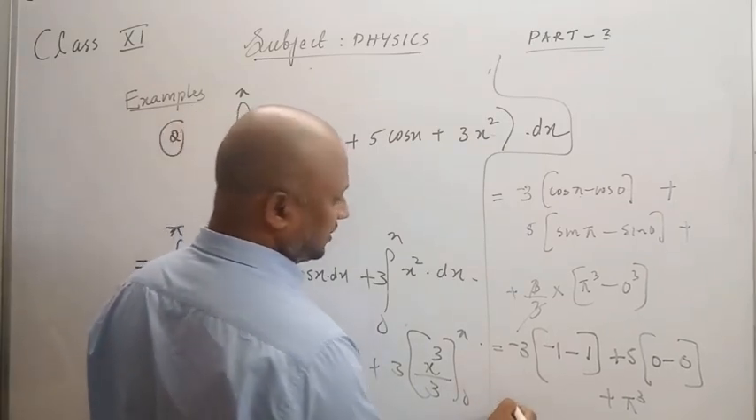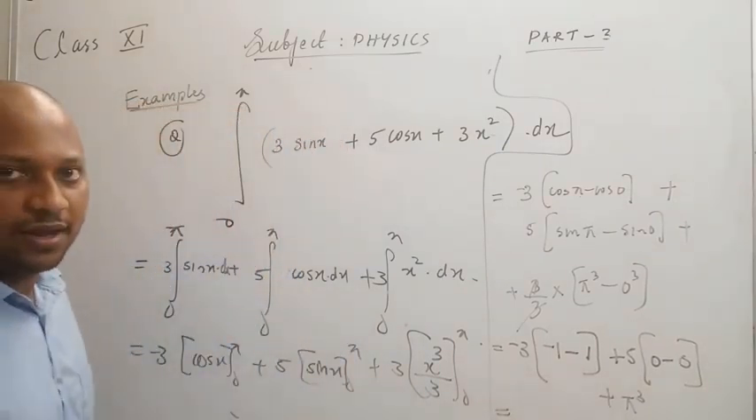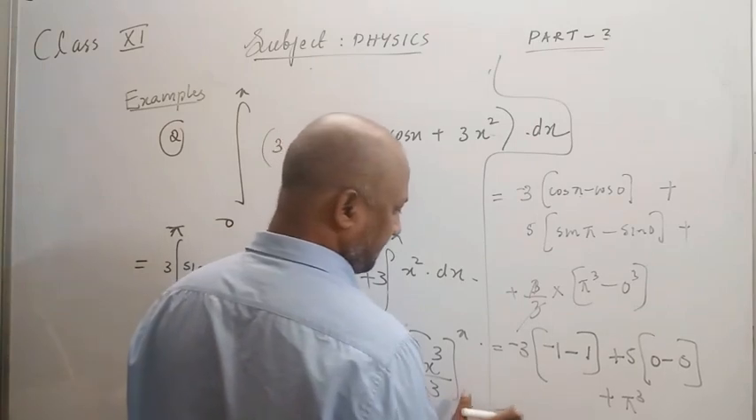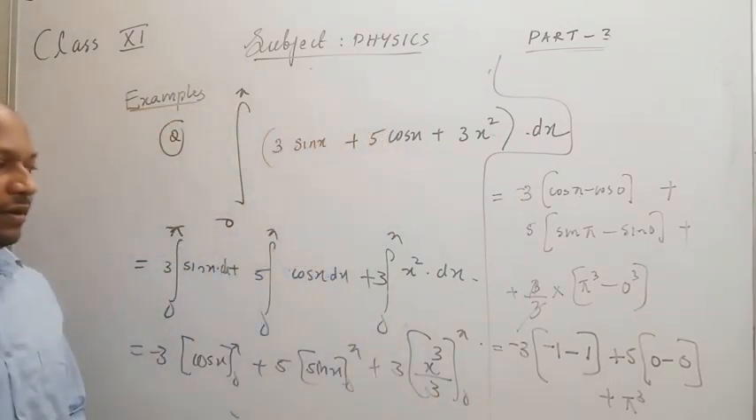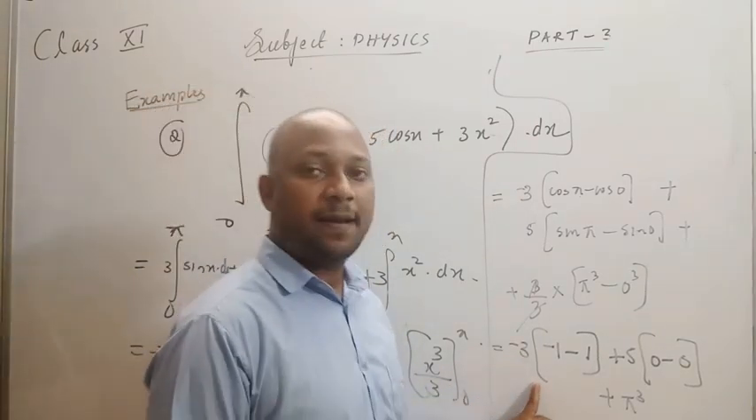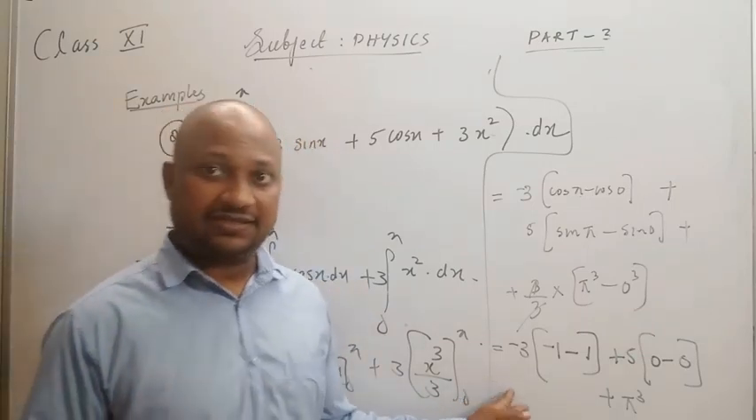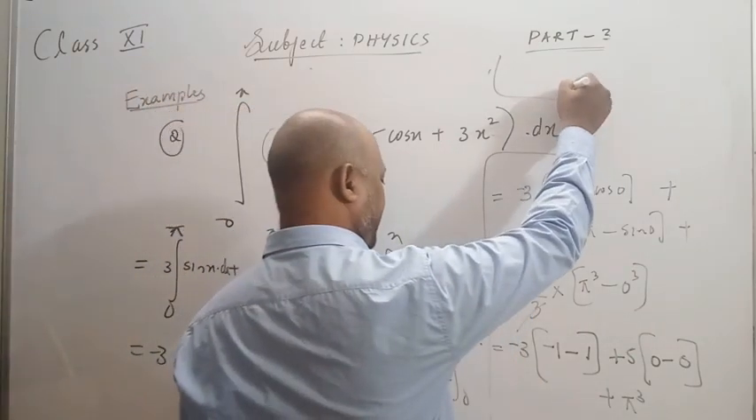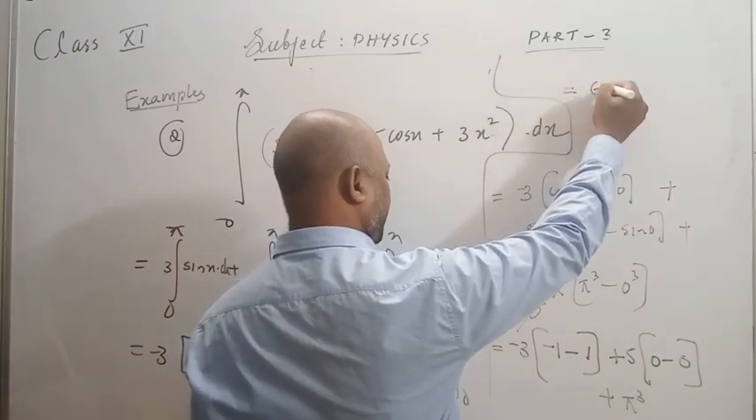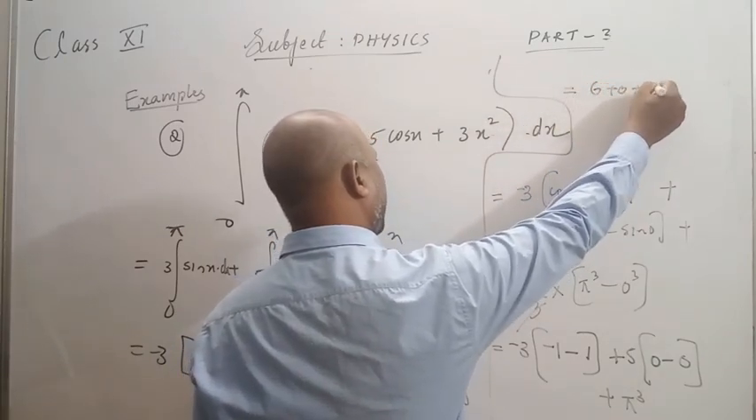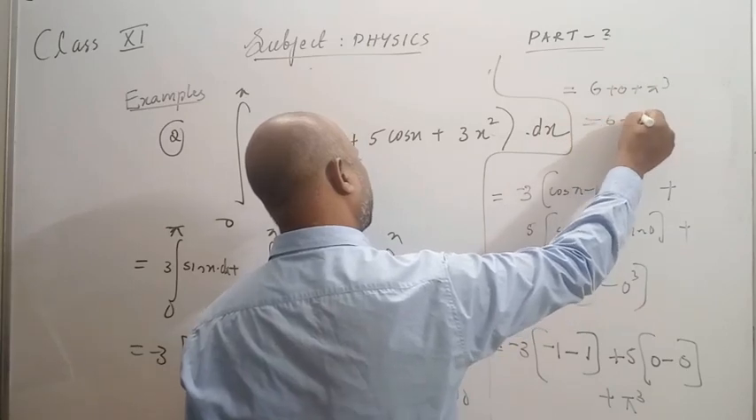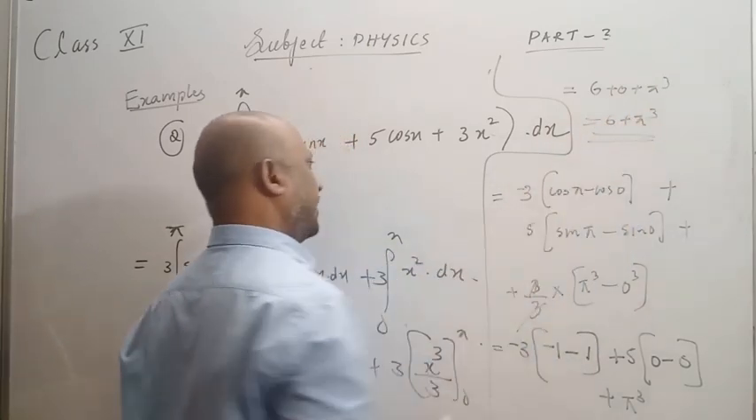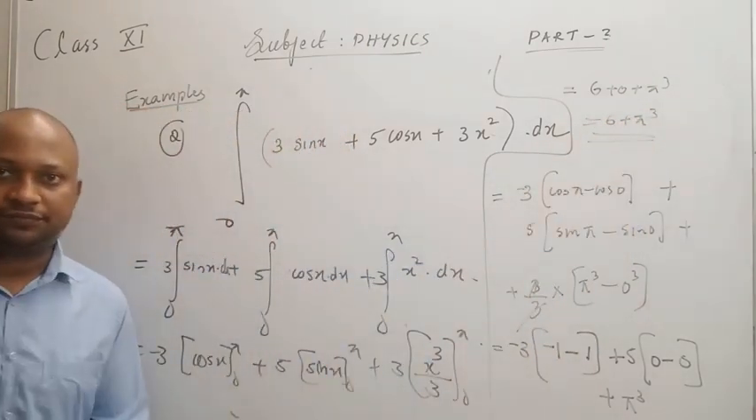So the final answer to this question is minus 2 into minus 3 plus 6. So the final answer to this question I am writing here. It is 6 plus 0 plus pi cube. So 6 plus pi cube. That is the final answer to this question.